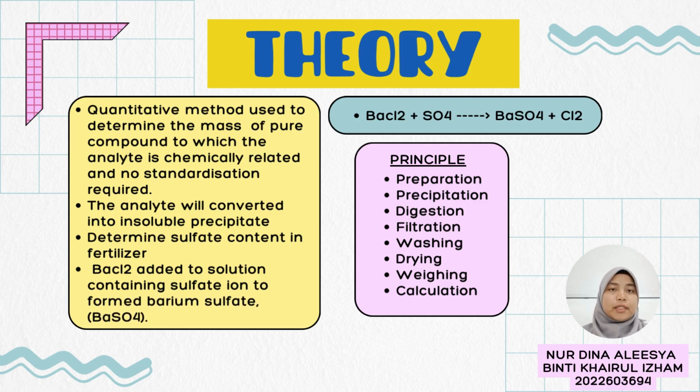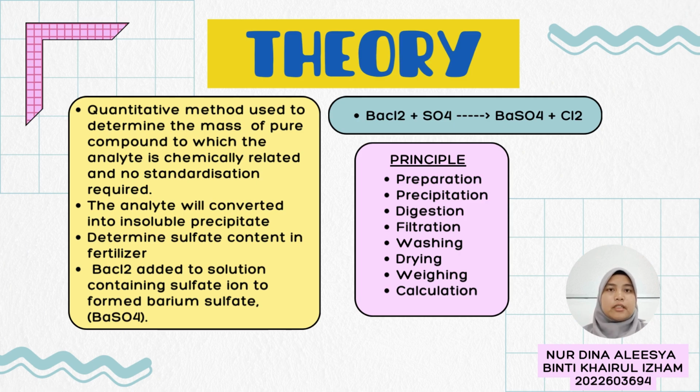The analyte in question is converted into an insoluble precipitate. This method is particularly useful for determining the sulfate content in fertilizers. For example, when barium chloride is added to a solution containing sulfate ions, it forms barium sulfate, which is insoluble. The chemical reaction can be represented as follows. Next, we will discuss the principal steps.